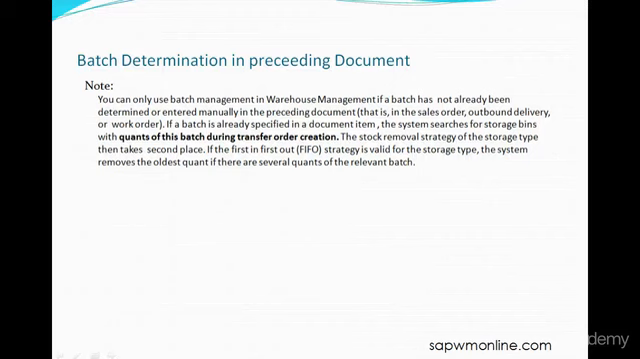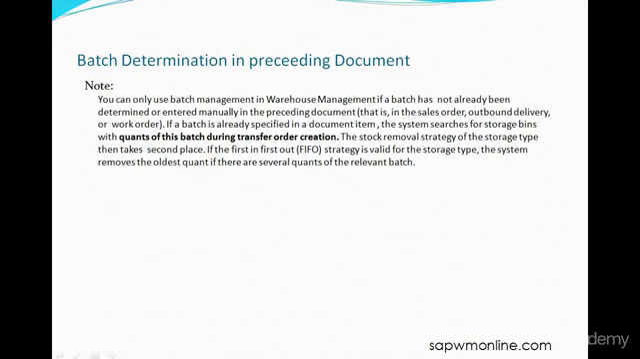So what we're trying to understand here is that if you are already determining the batches at your SD component or the delivery document, for example, then once the batches are determined, the same batches are transferred ahead in the transfer order, and the system is going to try to pick the very same batches that have already been determined in the preceding document. So in such a case, the batch determination in a warehouse will not work or is not really required, because you're already determining the batch at a delivery document level.